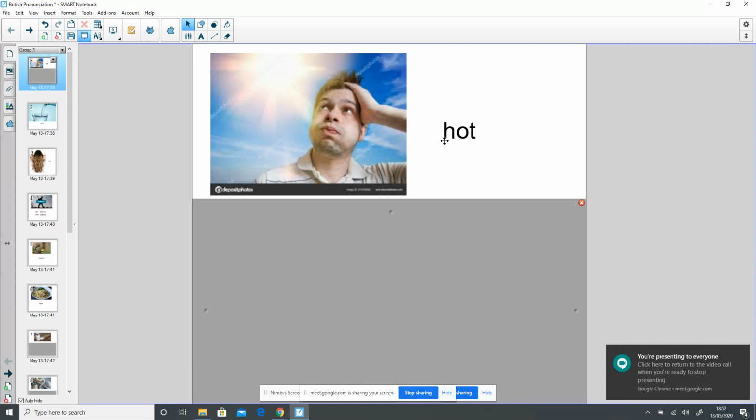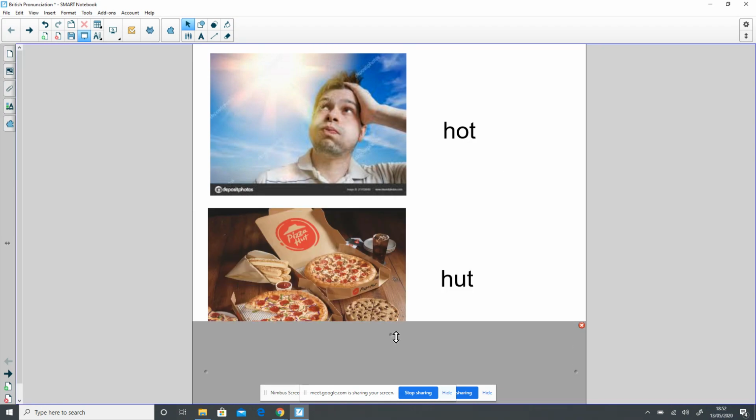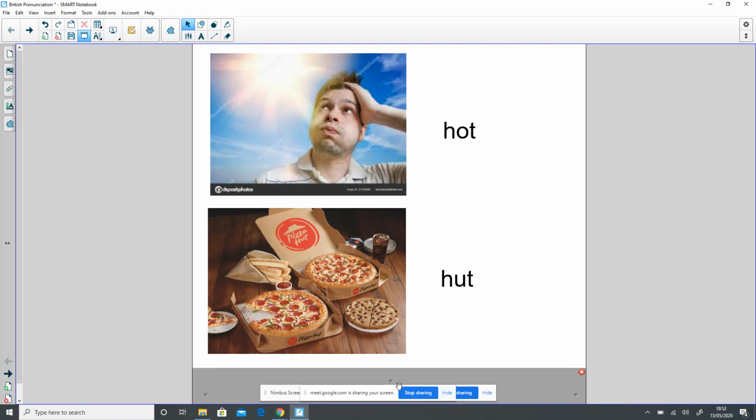So I say hot. People from the USA say hat. What is hut in England? This is a hut, like Pizza Hut. So just to recap, in England we say hot. People from the USA say a hut. In England, this is hut. Next one.